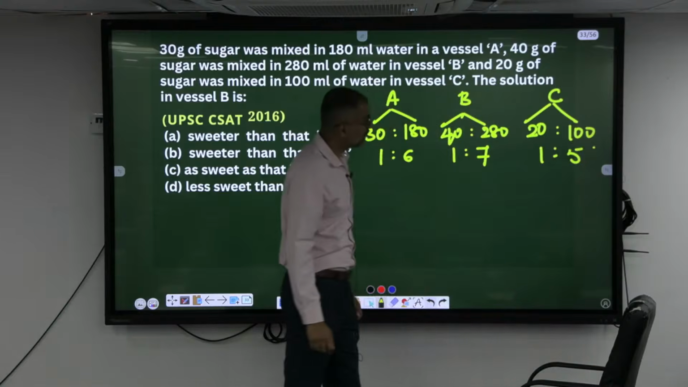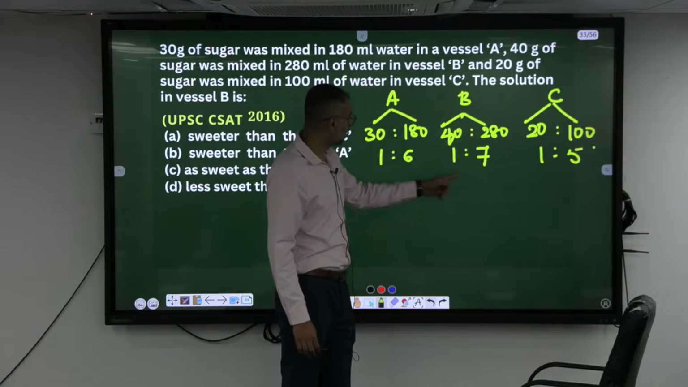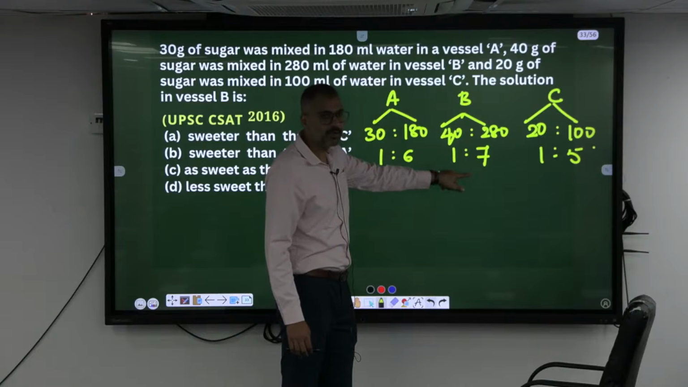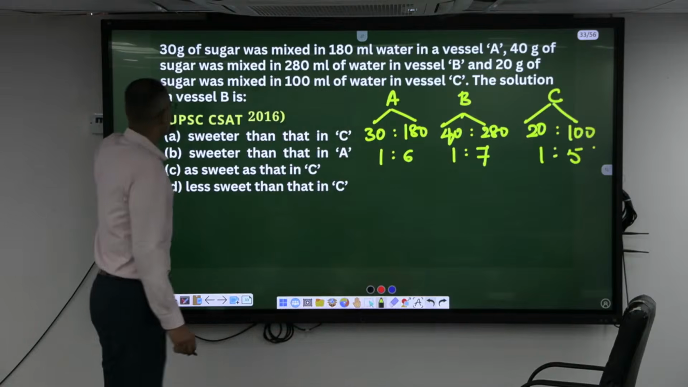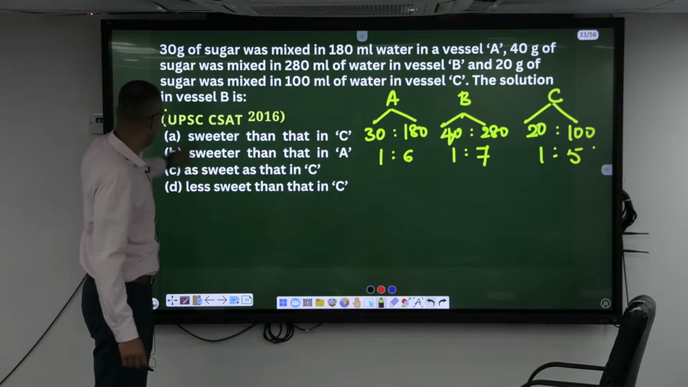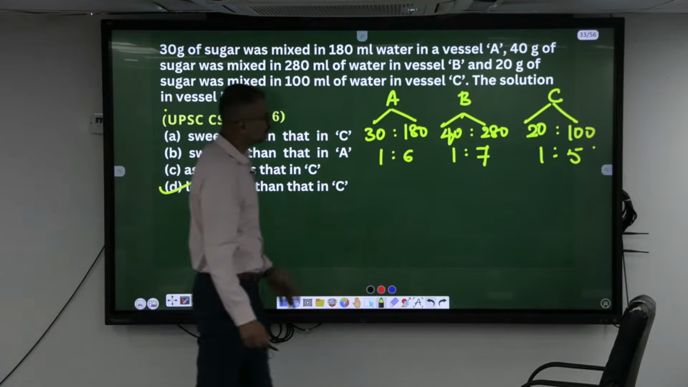Okay, which one is the sweeter? Sweetest? C. Okay, or else the lighter will be this one. Okay, one part out of 7 andre idu kadime alveno sugar helapa answer iga. Vessel in B, the solution in vessel B is less sweet than that or in C, because C is the sweetest.